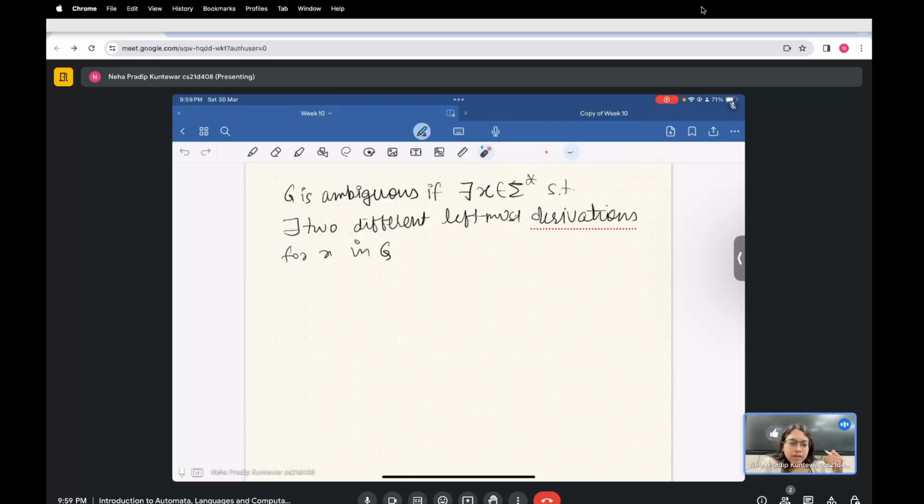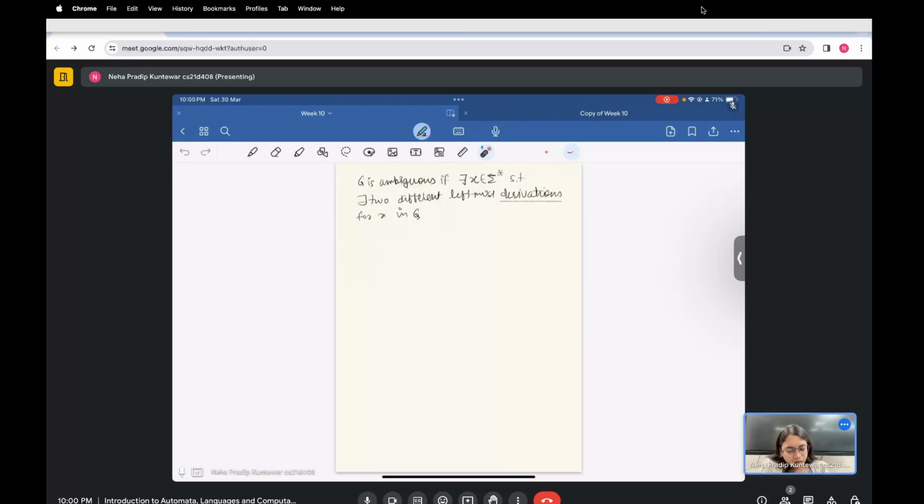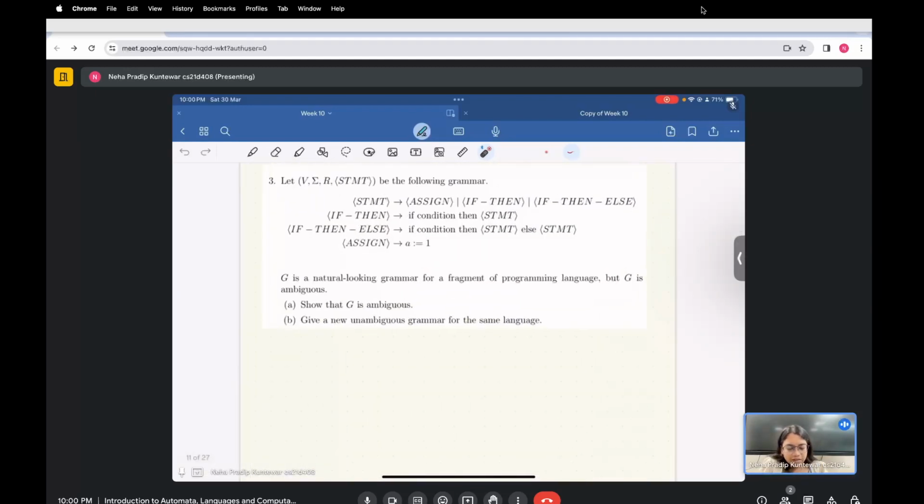Now sometimes you have an ambiguous grammar and you can convert it into an unambiguous one, but sometimes it's not possible. No matter what grammar you write, it will end up being ambiguous. Such languages are called inherently ambiguous, and it's not possible to remove the ambiguity. We will not look into examples of inherently ambiguous grammars, but we will do one where it is possible to convert it into an unambiguous one. So let's look at this example.